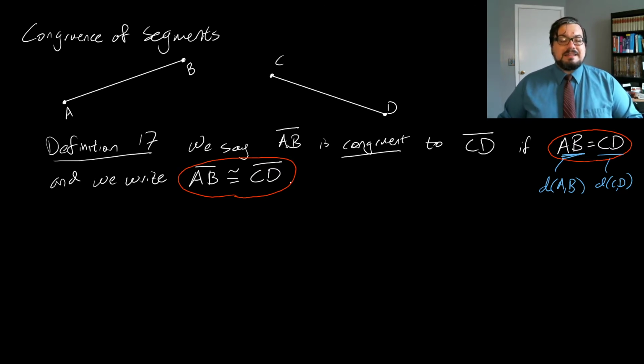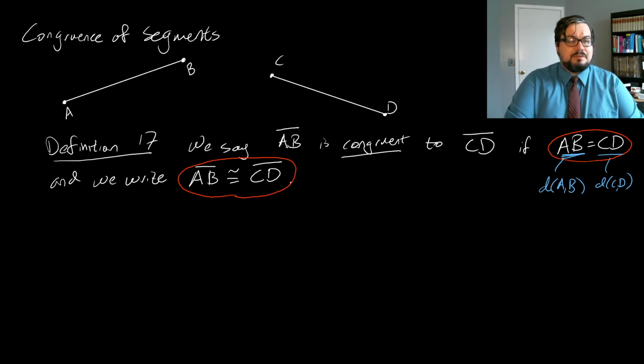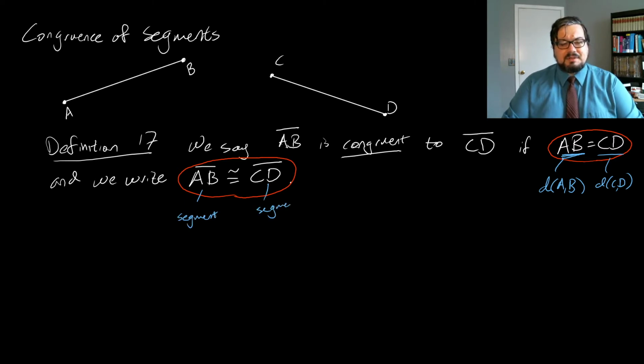On the other hand, the segment AB is congruent to the segment CD, which we have in the second part of the sentence, uses different notation because it's comparing different things. So AB with a bar over it is not a number anymore, it's a set of points. It's the segment that lies on the line containing A and B, and it's the set of all points that lie between A and B, and A and B together. So we're now saying that we're comparing two segments to each other, which means that we're comparing two sets of points.